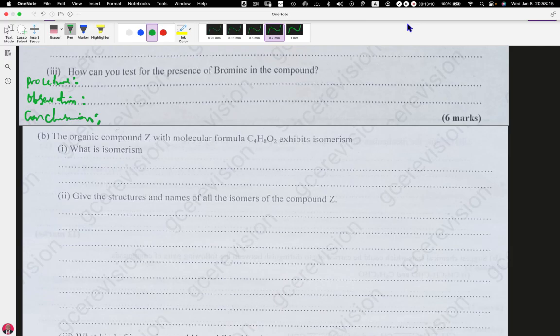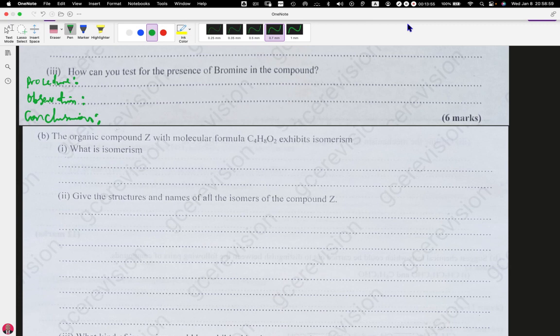As I said, you have to outline it as a procedure, an observation, and a conclusion. To a solution of bromobutane in a test tube, add a few drops of nitric acid to remove impurities. Full stop. If bromide ions are present, a cream precipitate of silver bromide is formed. Full stop. The formation of a cream precipitate of silver bromide indicates the presence of bromine in the compound. That's all.